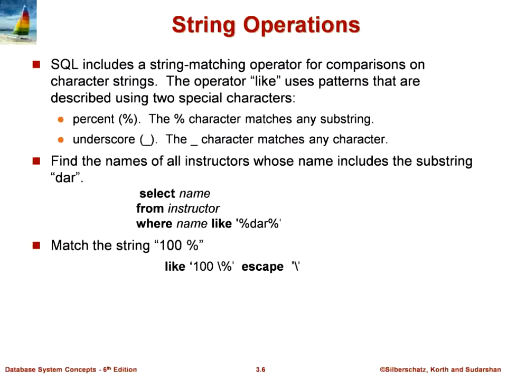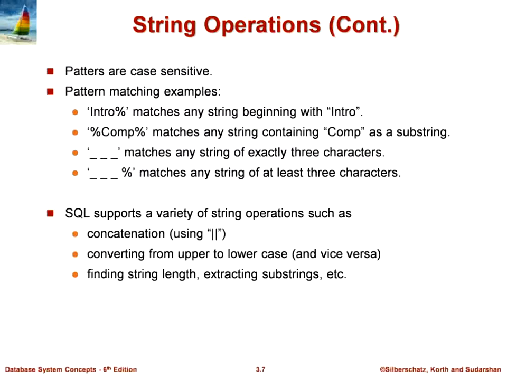To do this, you select name from instructor where name is like percentage symbol dar percentage symbol. So you have written dar in this way. Or you can match the string 100 percentage symbol, so you can write like 100 and an escape sequence before the percentage symbol. This escape sequence is used to differentiate from the number, because the percentage symbol is also used as a remainder operator. And the underscore character matches any character. Let's see the example of this.